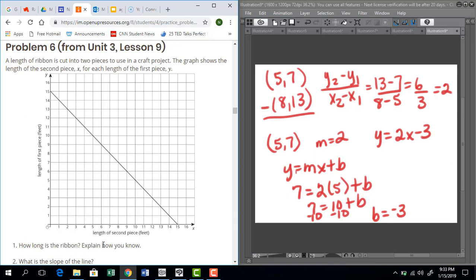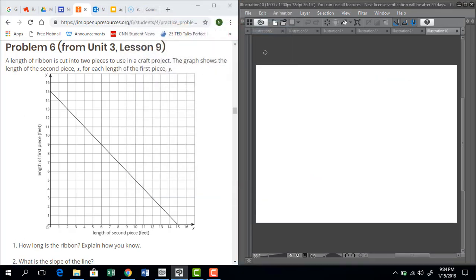Explain how you know. Well, if I write some ordered pairs from what I know, I can come up with a ratio. If this is my x-axis, I'm going to read this axis first. At 0 length for my second piece, the first piece is 15 feet. So when the second piece is at 0 feet, the first piece is going to be at 15 feet.